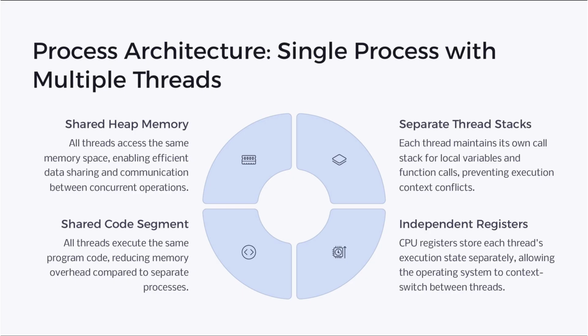In a single process with multiple threads, all threads share the same heap memory, facilitating efficient data sharing. Each thread has its own stack for local variables, preventing conflicts. CPU registers store execution states separately, enabling smooth context switching. Threads execute the same code segment, minimizing memory overhead compared to separate processes.